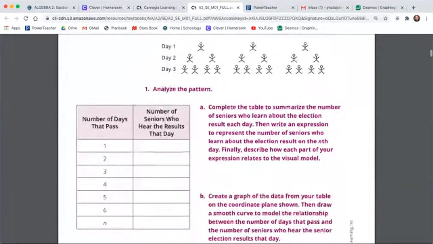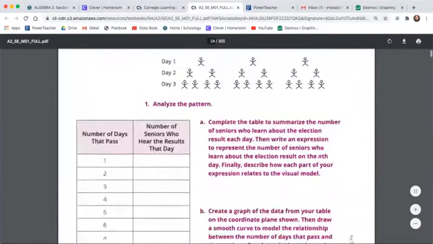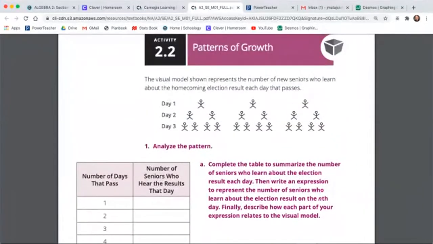So here's the book. We are on page M1-24. So hey, the situation is 3 people know the winners of the homecoming election. And then each one of those people tell 2 other people, and then the pattern continues. So we started off with 3 people knowing the secret of who's going to be the winner. Each one of those people tells 2 people, and you can see that it's growing pretty quickly.